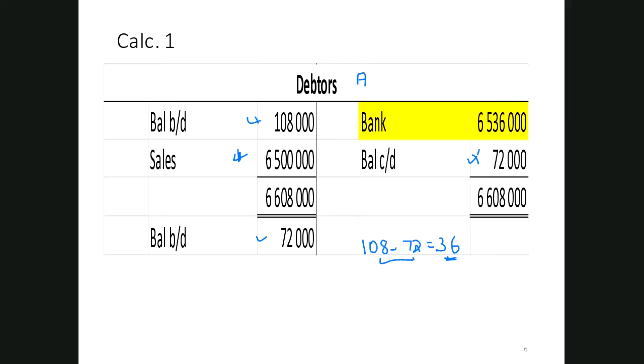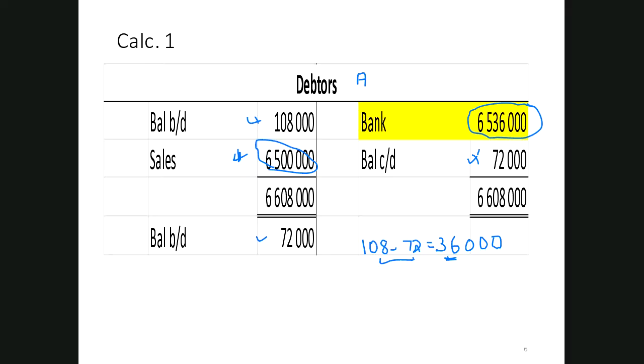So now what I can do is take that 36,000, which is the decrease in the debtors balance, and add it to my sales amount of 6.5 million. It's going to give me this bank amount here of 6,536,000. Okay, that's the balancing amount in the debtors account.